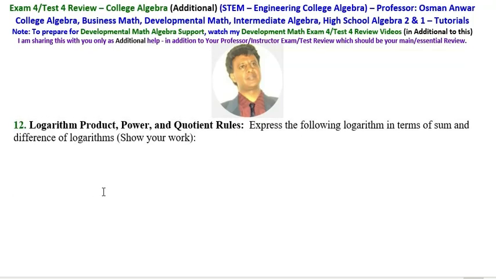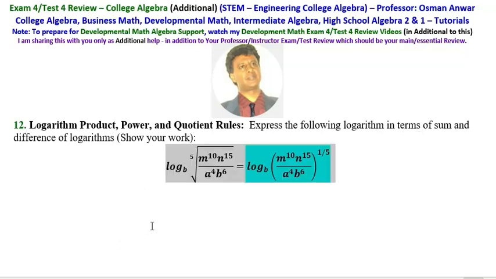Number 12 is logarithm product, power, and quotient rule, which is logarithm properties. Express the following logarithm in terms of sum and difference of logarithms. So that is log base b of the fifth root of m to the 10 n to the 15 over a to the 4 b to the 6. First, we're going to write this as log base b of m to the 10, n to the 15 over a to the 4, b to the 6, to the power of 1 over 5.